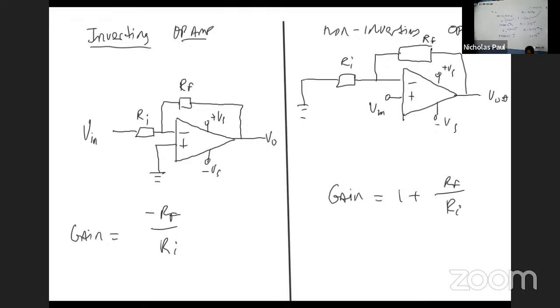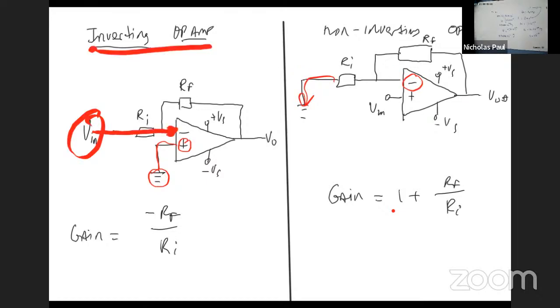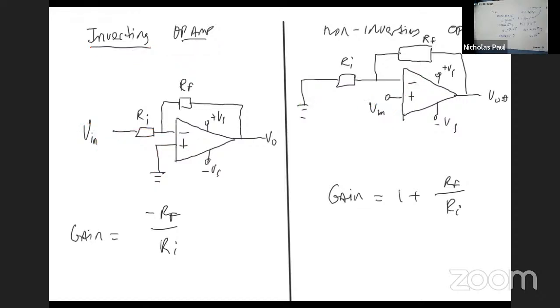Right? So for the inverting op amp, you will see here that the non-inverting terminal goes to the earth. For the non-inverting op amp, the inverting terminal goes to the earth. Or you could also say the input is run through the inverting terminal for the inverting op amp, or the input is run through the non-inverting terminal for the non-inverting op amp. All right, so those are your two types of op amps.